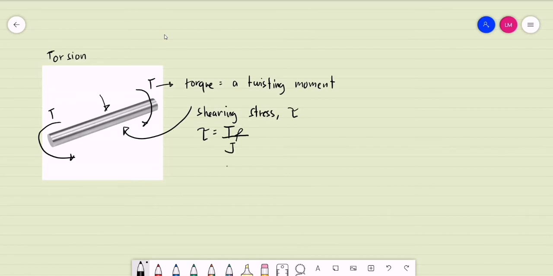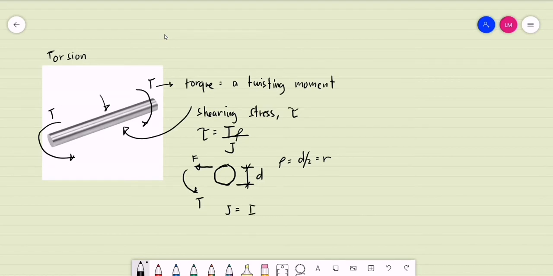So for example, we have a circular section and we apply a force tangential, for example, tangent to this circular section that creates the torque. So let's say this circular section has a diameter D. So basically, what is the equivalent of the rho? The rho will be equal to the diameter divided by 2, or simply equal to the radius. Then what is the equivalent of the J? So J is the polar moment of inertia.